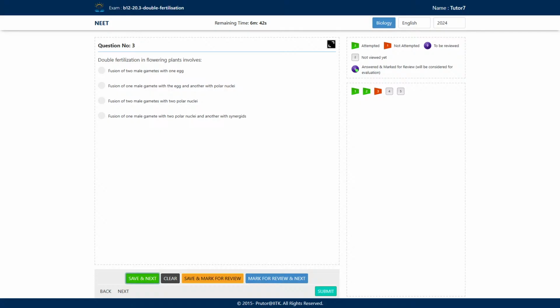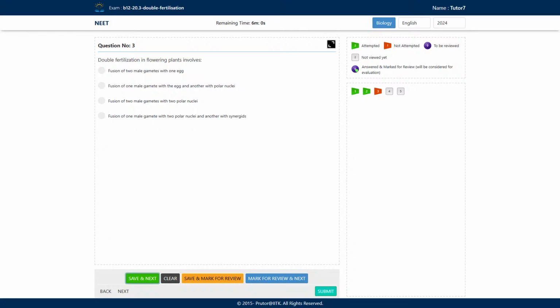Next question is here. Double fertilization in the flowering plants involves: first, fusion of the two male gametes with one egg. Second, fusion of one male gamete with the egg and another with the polar nuclei. Third, fusion of two male gametes with the two polar nuclei. And fourth, fusion of one male gamete with the two polar nuclei and another with the synergid. So, which is the correct answer? First one, fusion of two male gametes with one egg, never happens. So the first one is incorrect.